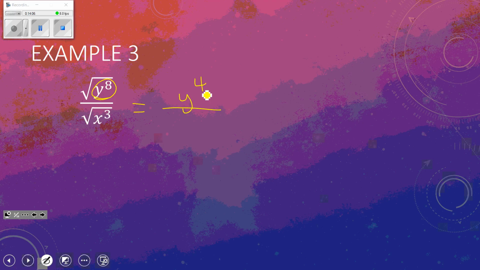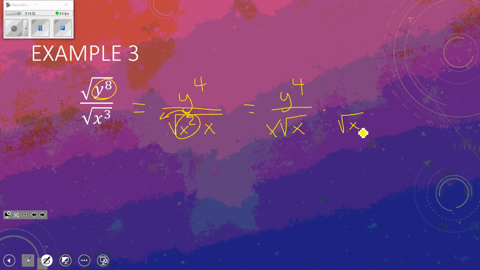Square root of x cubed needs to break down into x squared times x. But x squared can come out as an x times the square root of x. We're not finished because we need to, what's that word called? We need to rationalize the denominator. So we need to times by the square root of x on the top and the bottom. What's the square root of x over the square root of x?